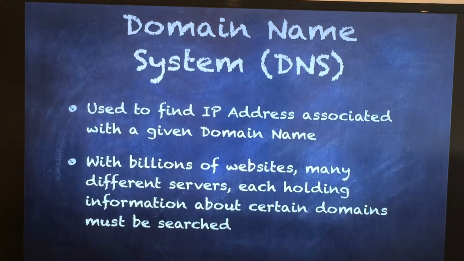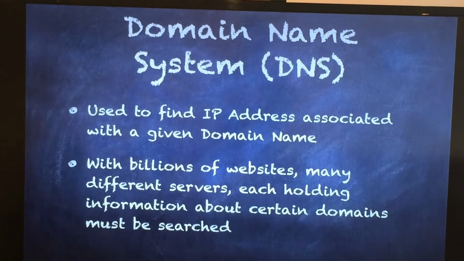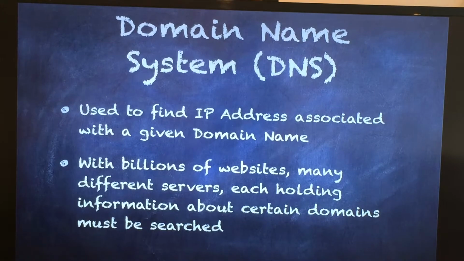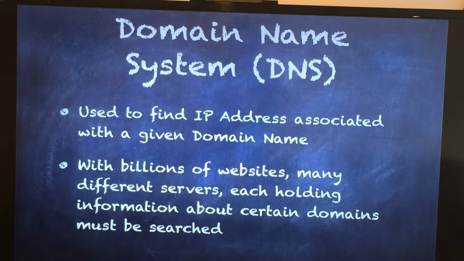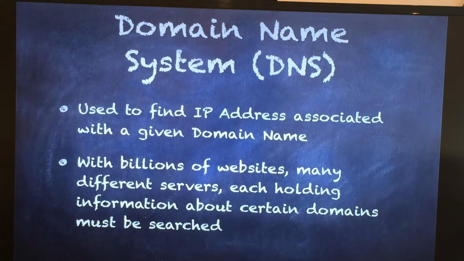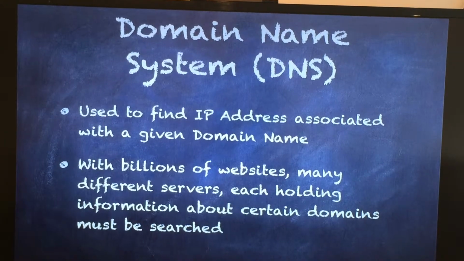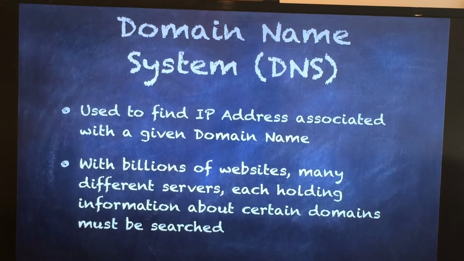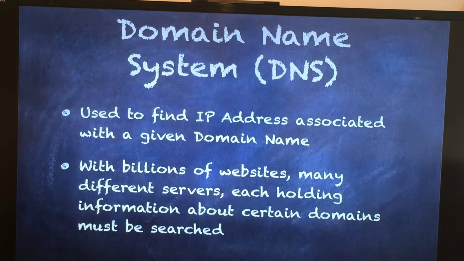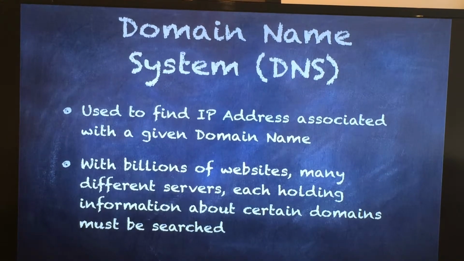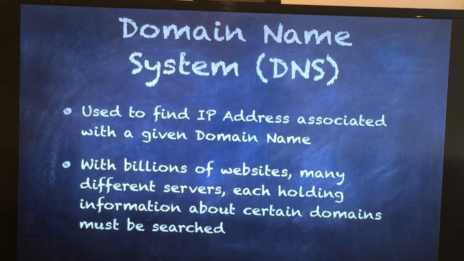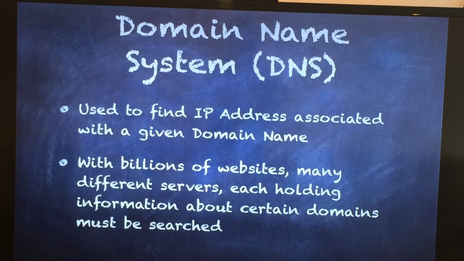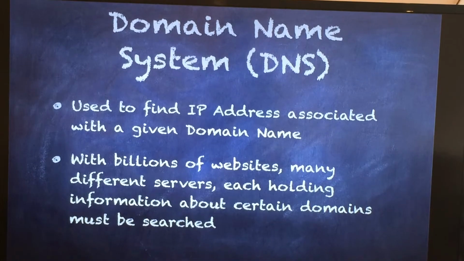Now, how exactly is the correct IP address that is associated with the domain name found? You would think that this might just be a basic search process, but with billions of different websites and billions of different IP addresses, it is not that simple to just search and find the correct IP address immediately, as this would not be the most efficient way. Therefore, there are many different servers, each holding information about certain domains. And by searching these individual servers, we can find optimal ways to quickly find the IP address that is associated with any given domain name.